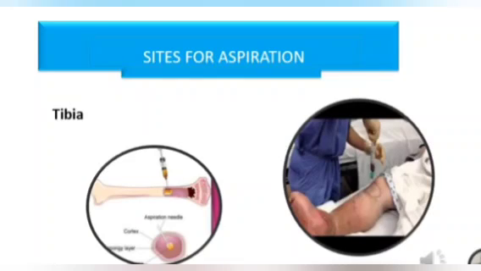So the first choice for the aspiration is the posterior superior iliac spine. Then we have the sternum. We can also get aspiration from the spinous process of vertebrae. The spinous process can also be selected for bone marrow aspiration. However, it is necessary that these should be palpable, and this is not the site of choice. The posterior superior iliac spine, the sternum, and the tibia are the best sites for the aspiration.